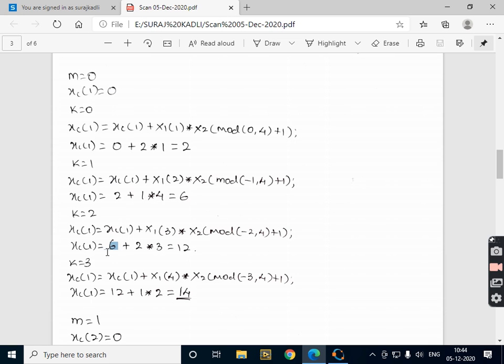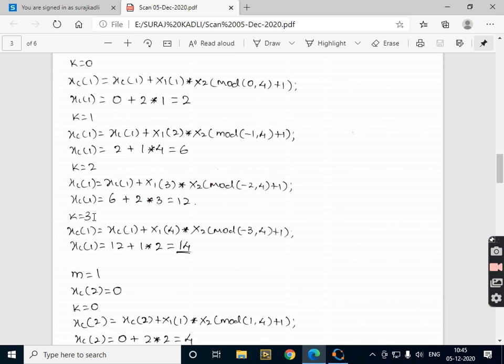Now this 6 is from the previous iteration's output, whose result will be 12, and xc of 1 will be updated to 12 now. And for the last iteration of the inner for loop, for k equals to 3, we'll redo it for the last time to obtain the first point in the circular convolution.